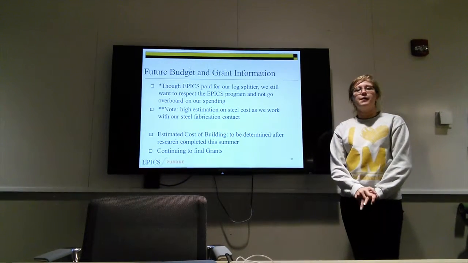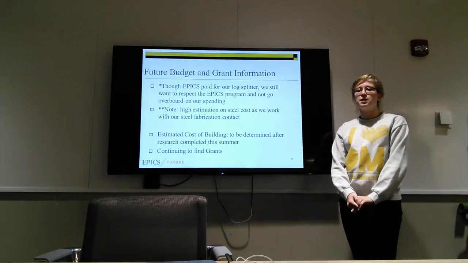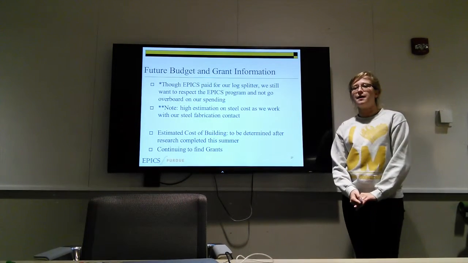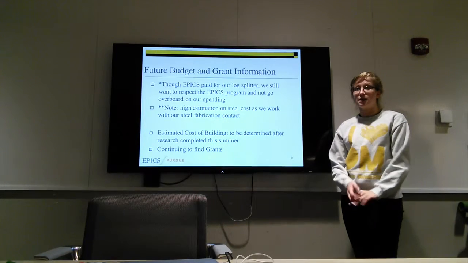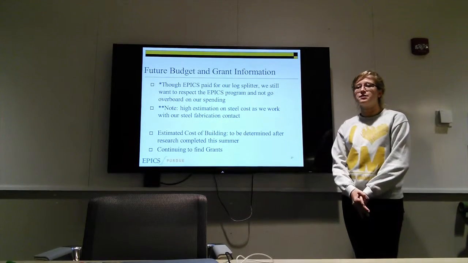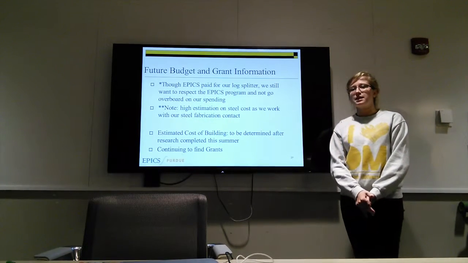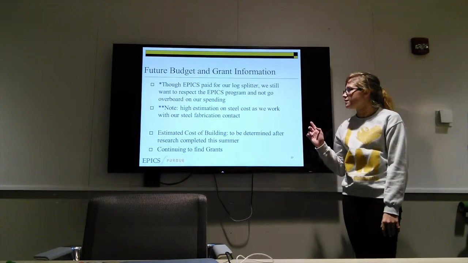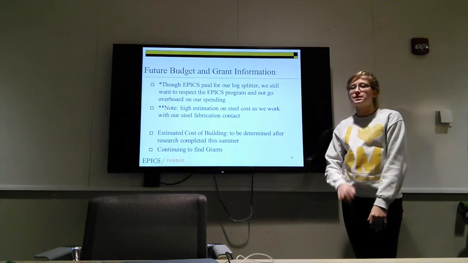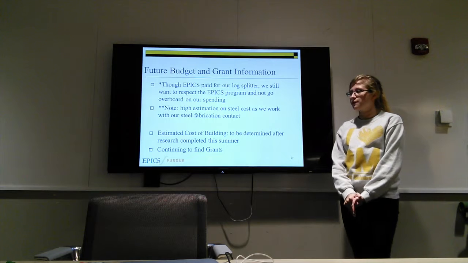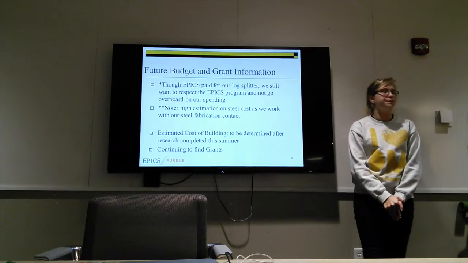As I said, Epics funded our log splitter purchase, and so we were being really careful with our budget after that, and then we were able to get that Purdue Engineering Student Council grant to give us a little more leeway with our budget. As I mentioned about the steel cost, we still are looking to get the finalized budget for that as we finish up with the steel production.